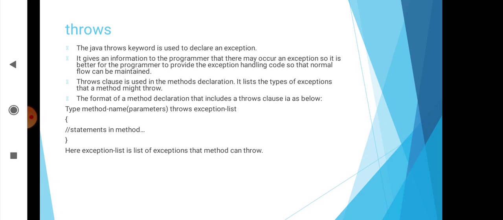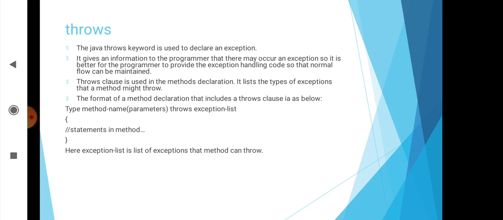The Java throws keyword is used to declare an exception. It gives the information to the programmer that an exception may occur, so it is better for the programmer to provide the exception handling code so that the normal flow can be maintained. Here the throws clause is used in a method declaration. It lists the types of exceptions that the method might throw. The format of a method declaration that includes a throws clause is as follows.